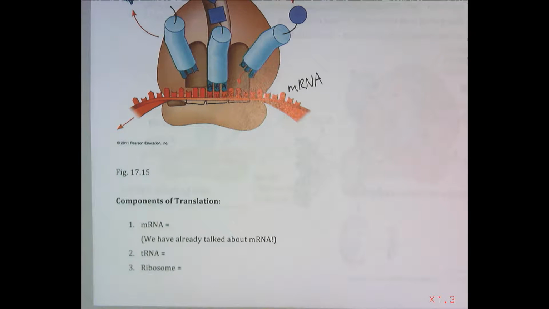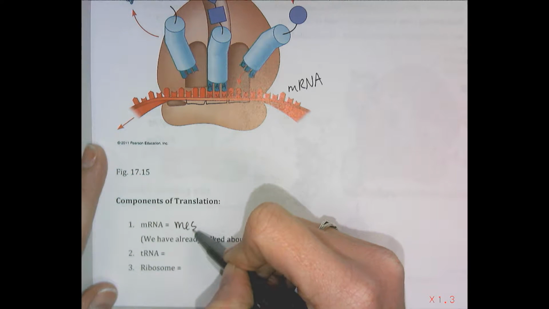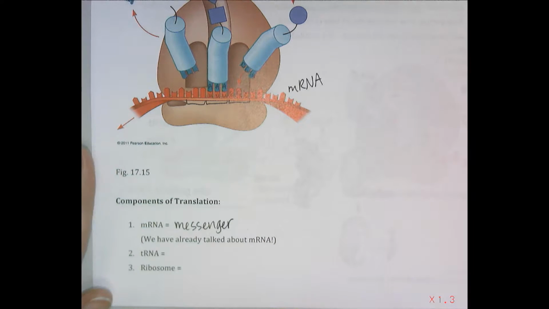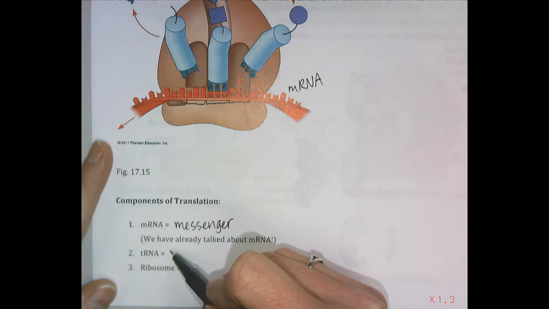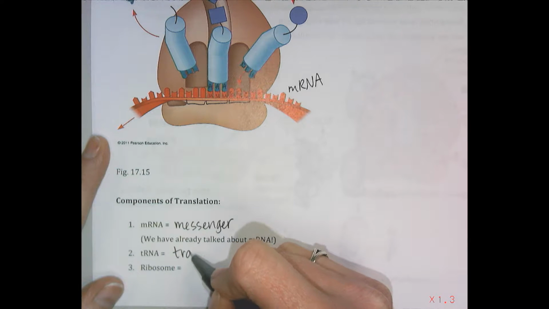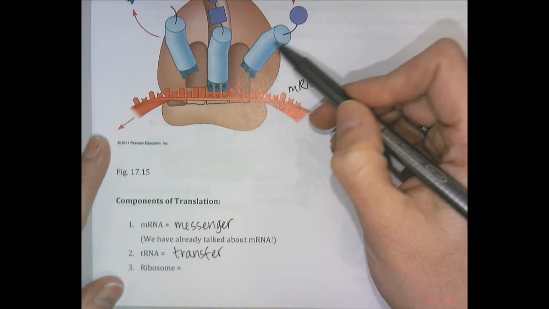Right, the three important pieces involved in translation include mRNA, or messenger RNA. And remember, this is the piece that we discussed in an earlier video, when we talked about transcription. tRNA is also produced by transcription, but in a different way. This is transfer RNA, or the firecracker-looking piece here.